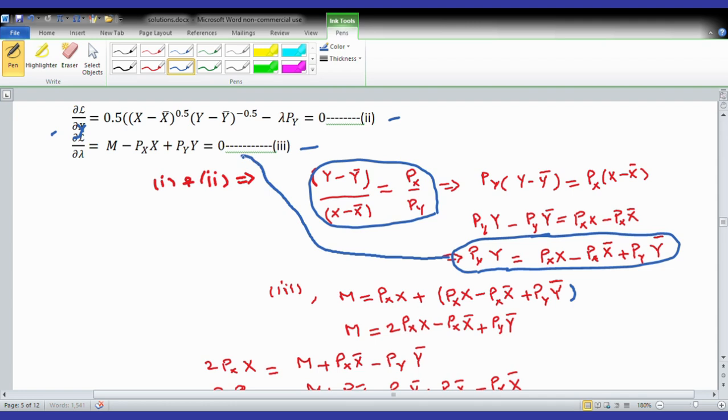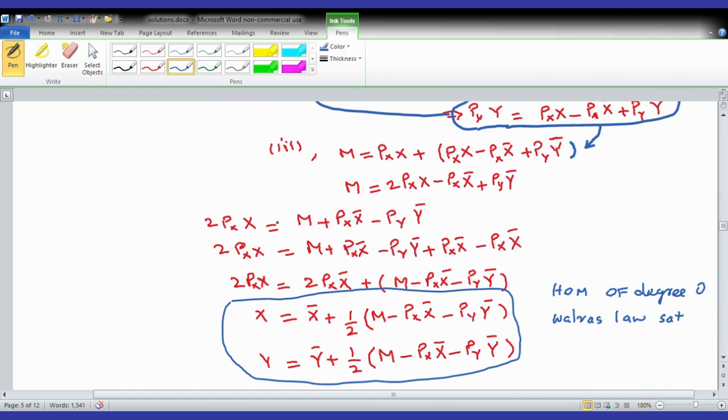Here in this third equation, to satisfy the constraint, m equals px x plus, in place of py y I have put this expression, and from here I get px x plus px x equals 2 px x minus px x bar plus py y bar, and so on. See, this is what I was telling you, that I could solve this equation for x, and this would be the marginal demand function. But then I wanted to write it a little bit in a cleaner way.